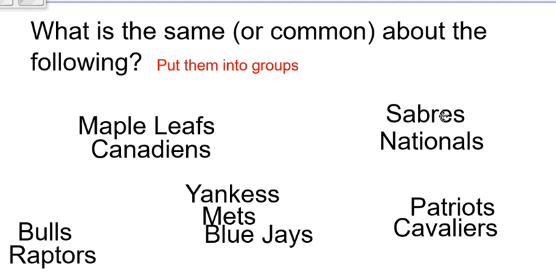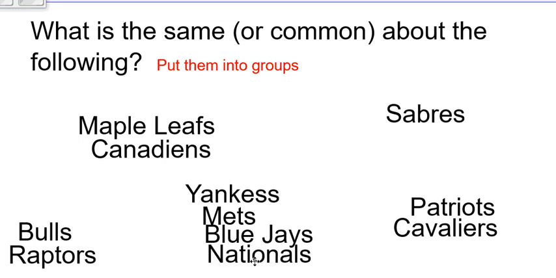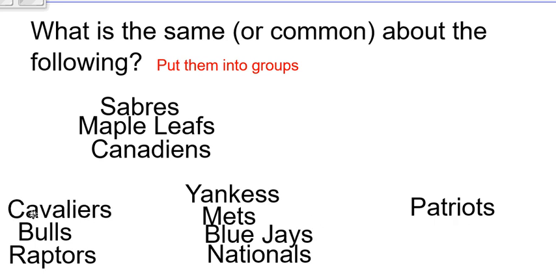Okay, so Nationals are baseball, so they go with the Yankees, Mets, Blue Jays. Sabres, I just looked it up, hockey, I think. Buffalo Sabres. And Cavaliers are basketball, and the Patriots, okay? So again, although I might have messed up here on my sports teams, you can see there's different things that we can group by here. We could even go farther and say where they are actually located as another grouping factor.